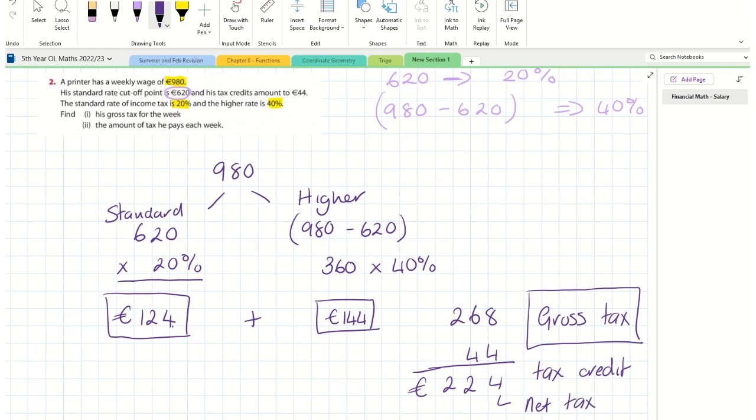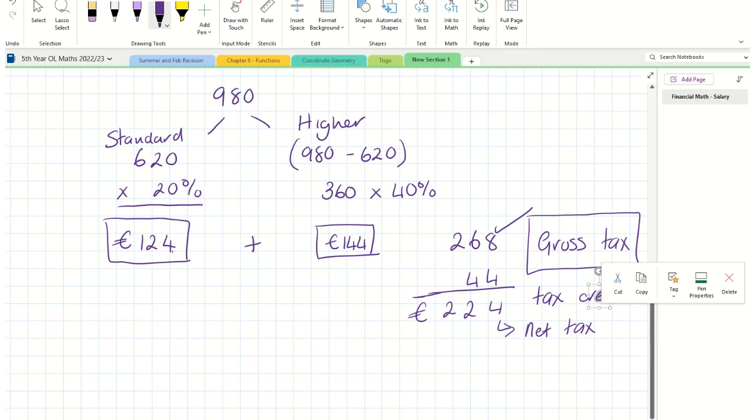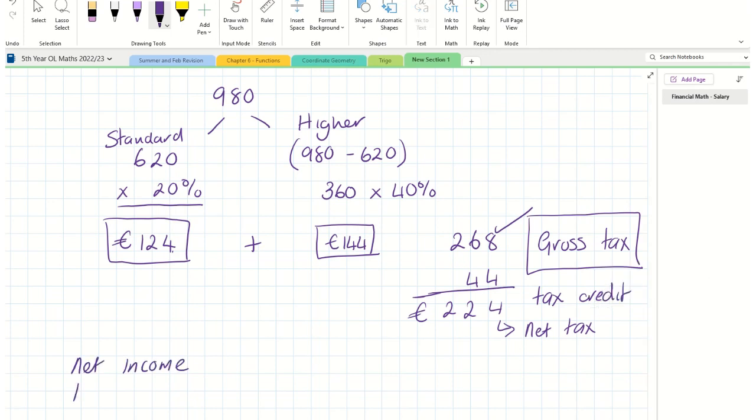So the question asks his gross tax for the week, which is 268, and then it asks for the net tax, which is 224. And usually in this kind of question, it would also ask, so in that case, what's his net income? So what does he actually take home?